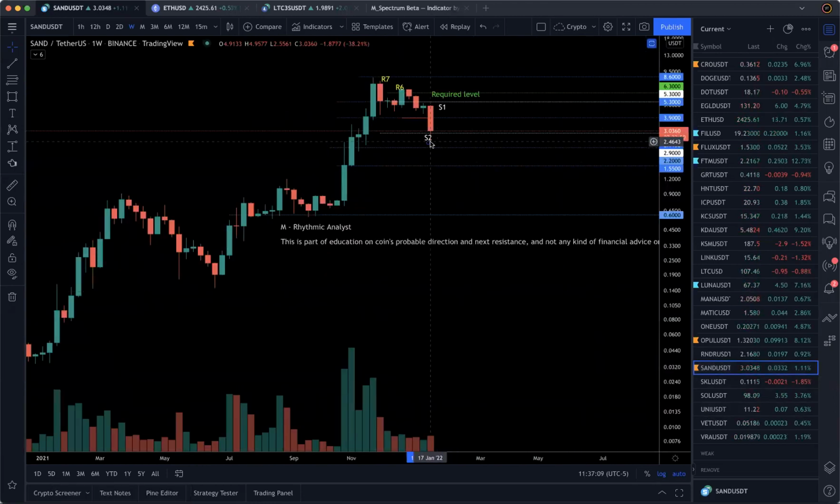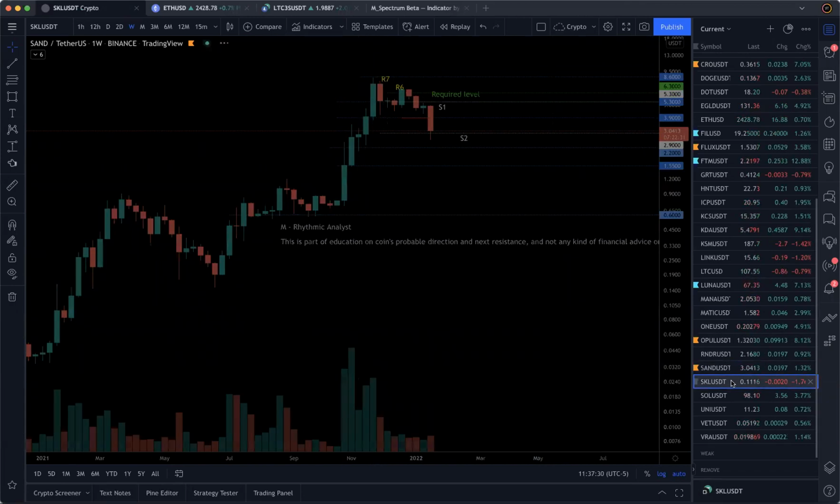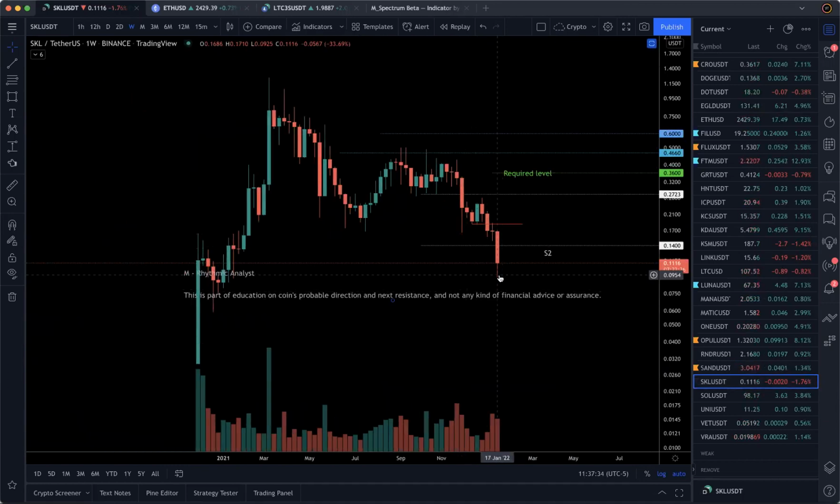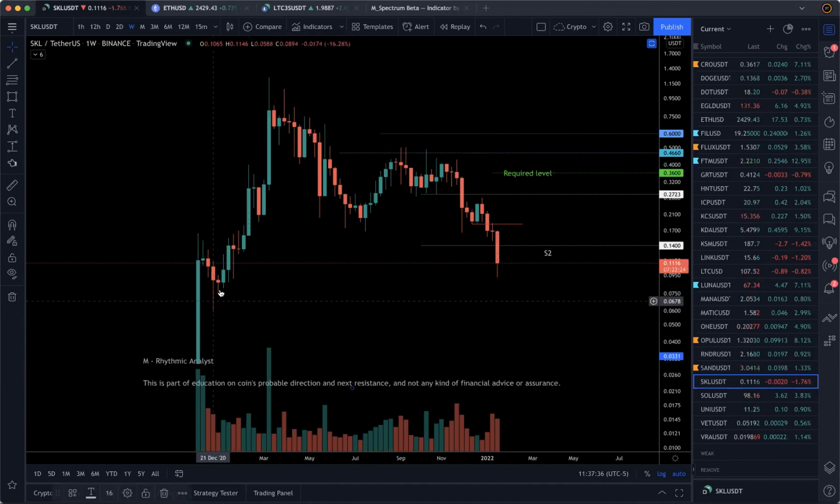Sand has hit S2. So all the previous resistance can be treated as support. So this is S7, R7. So R6, R5, R4. Next is R4, R3. These are the supports. SKL, a new low. So this is another low. It's in free fall, like Filecoin.